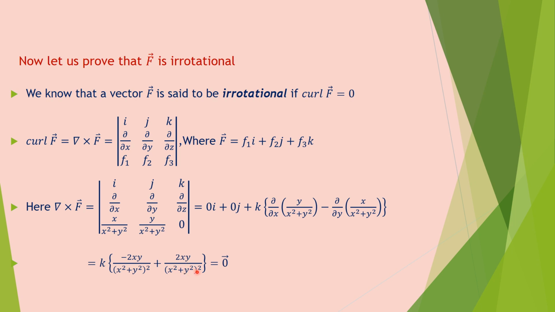To differentiate ∂/∂x of y/(x² + y²), you can apply the quotient rule and you will get the answer. Here also, to differentiate x/(x² + y²), you can apply the quotient rule. So finally we get the 0 vector. So curl f is equal to 0. So f is irrotational.